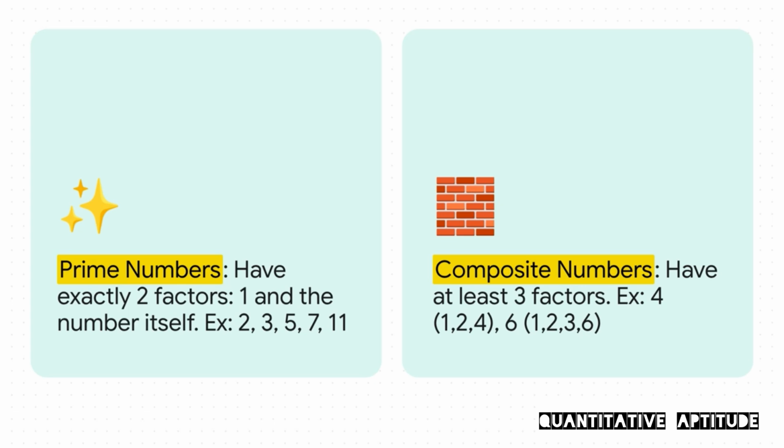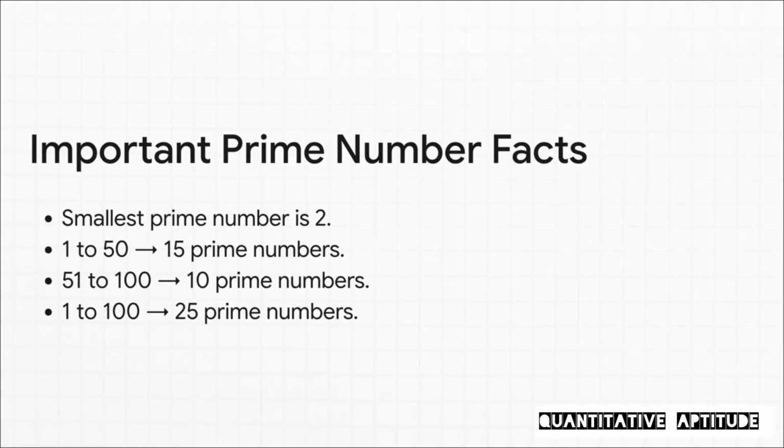Prime numbers are the ones that have exactly two factors, just 1 and the number itself. Think of the number 7. On the other hand, composite numbers have more than two factors. For example, the number 6 has factors of 1, 2, 3, and 6. Now, these facts are super important because they often come up as direct questions in exams. Always remember that the smallest prime number is 2, and between 1 and 100, there are a total of 25 prime numbers. You'll definitely want to make a note of that.